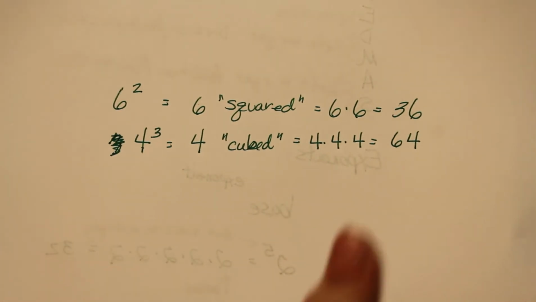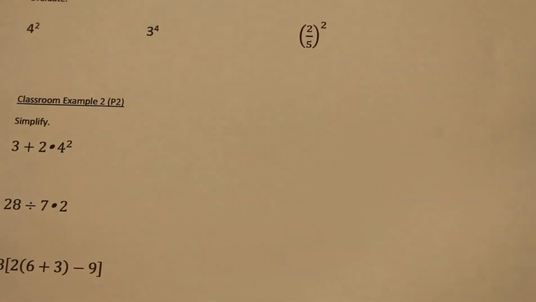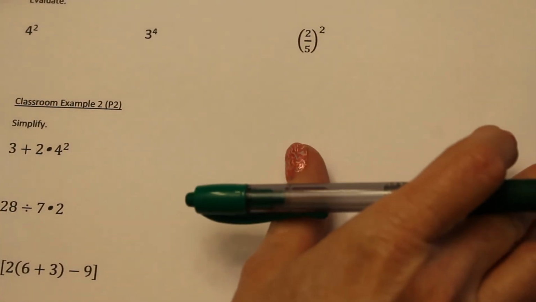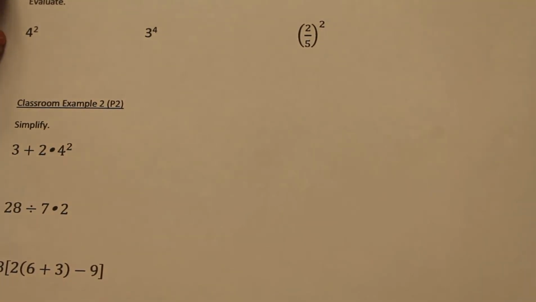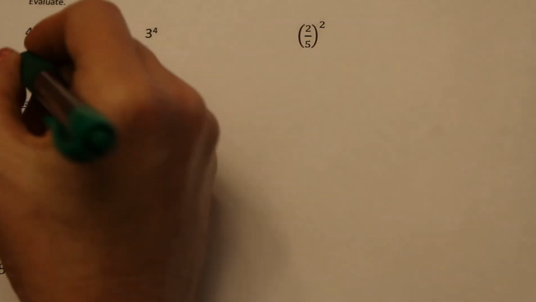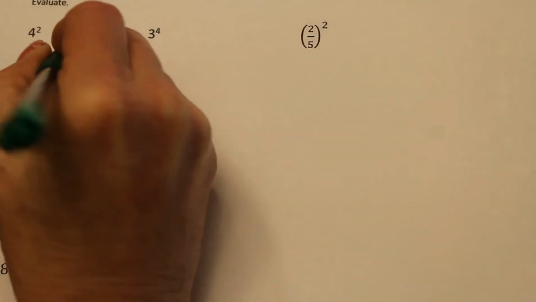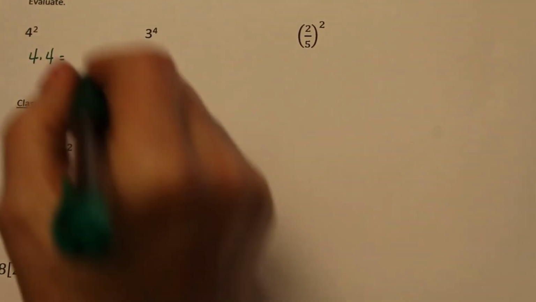All right, so let's go to our guided notes. And let's start with classroom example 1, 4 squared. That's going to be 4 times 4. And 4 times 4 is 16.